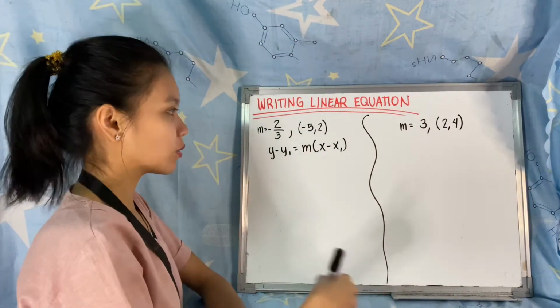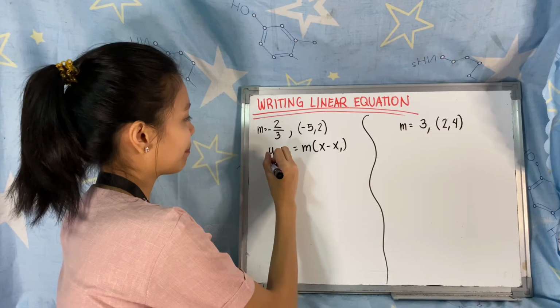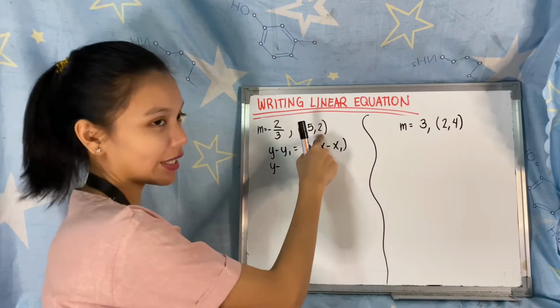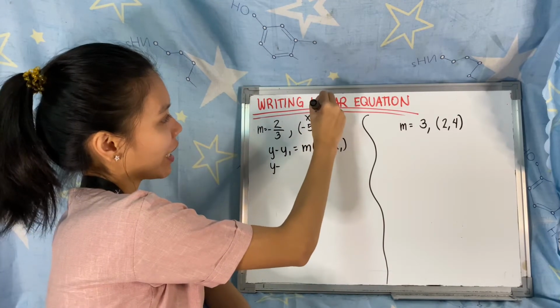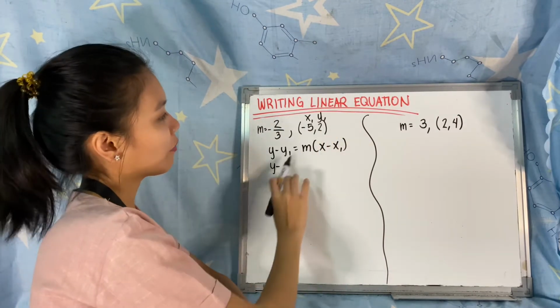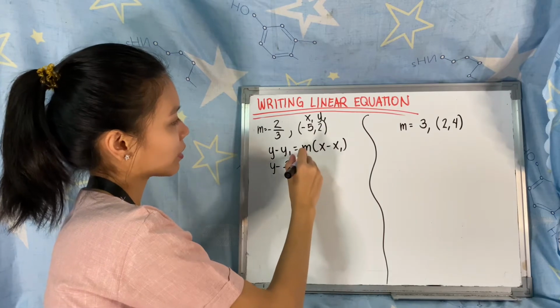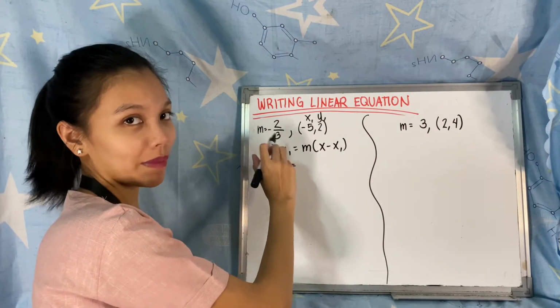Okay, so substitute all of the given. So, we have y minus y sub 1. So, dahil isa lang naman yung point natin, that is considered as your x sub 1 and y sub 1. So, y sub 1 is 2 is equal to the slope. What is our slope? So, we have negative 2/3.